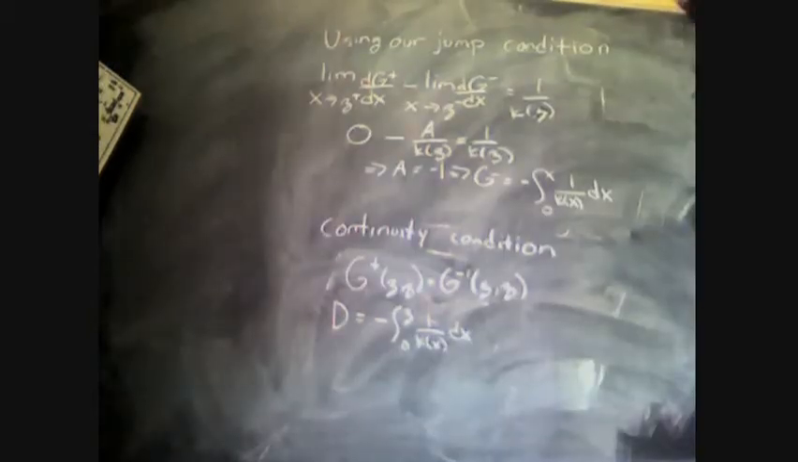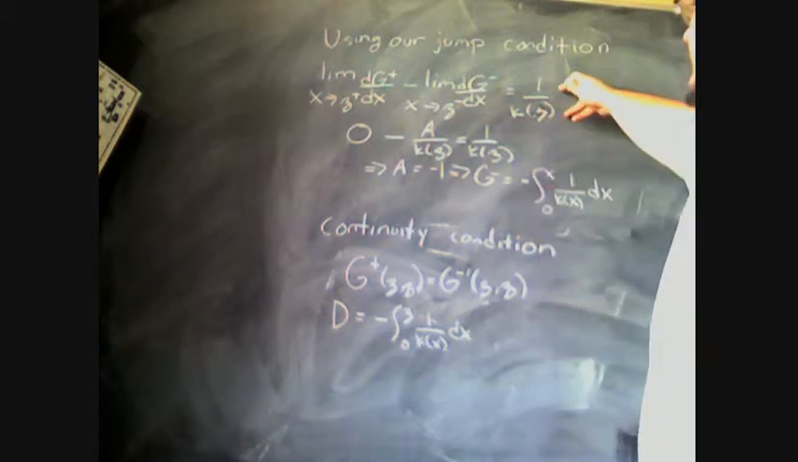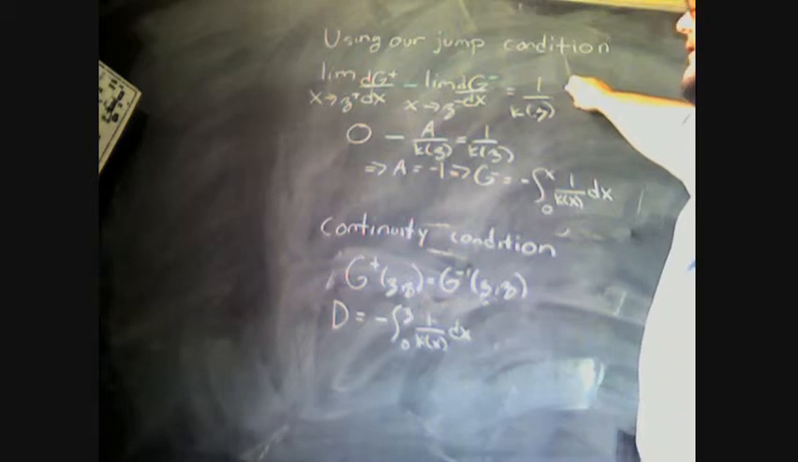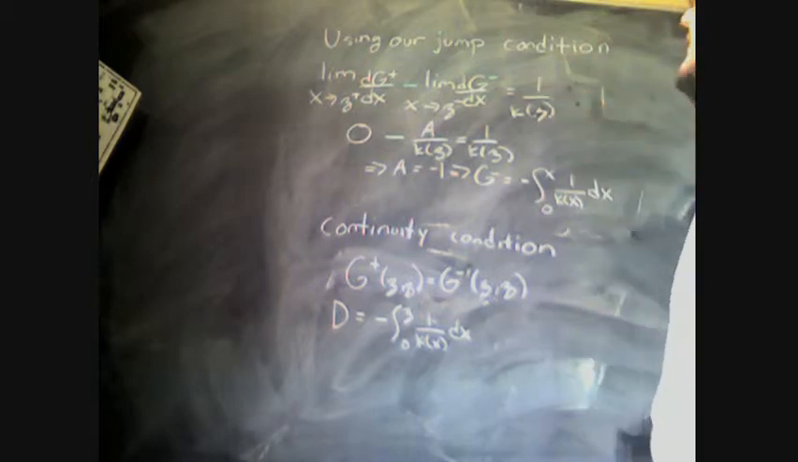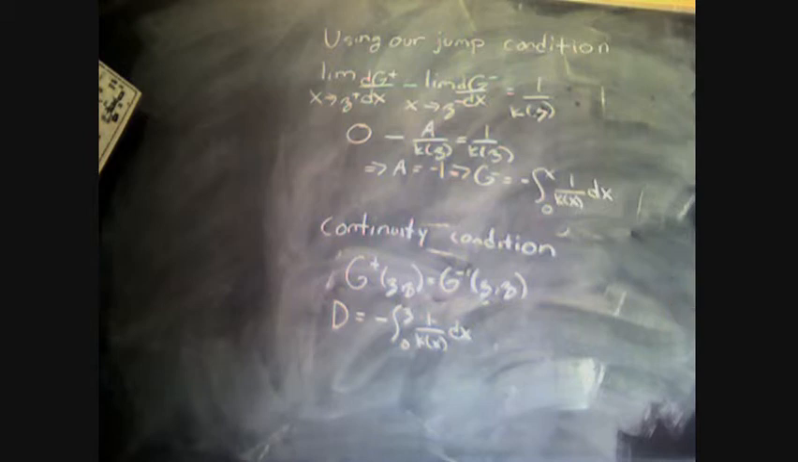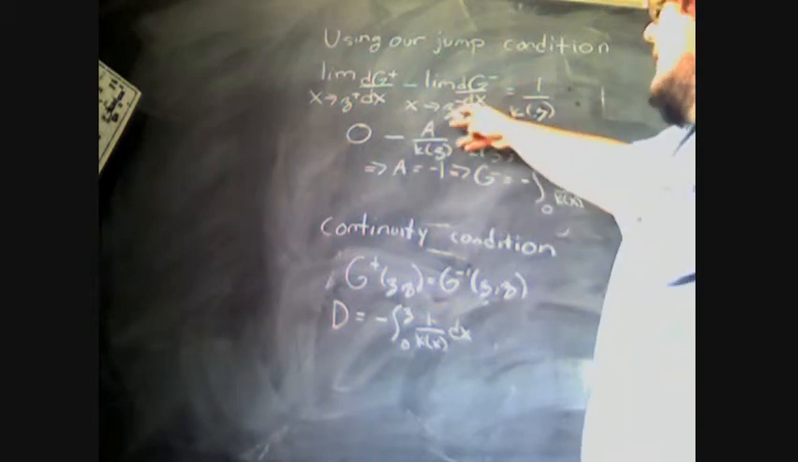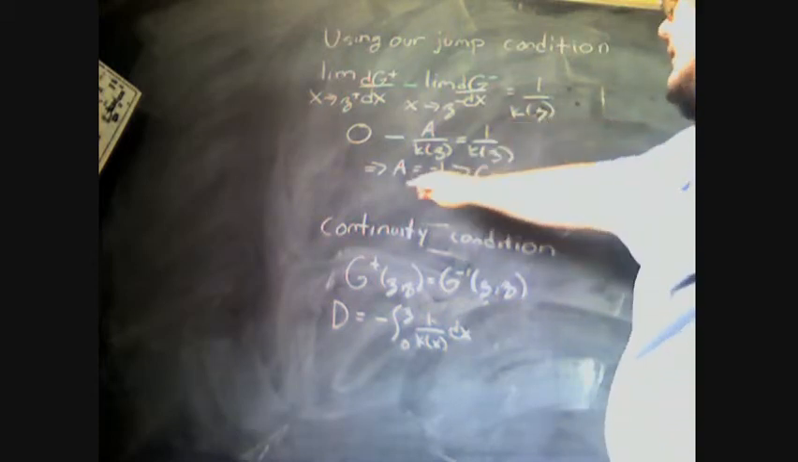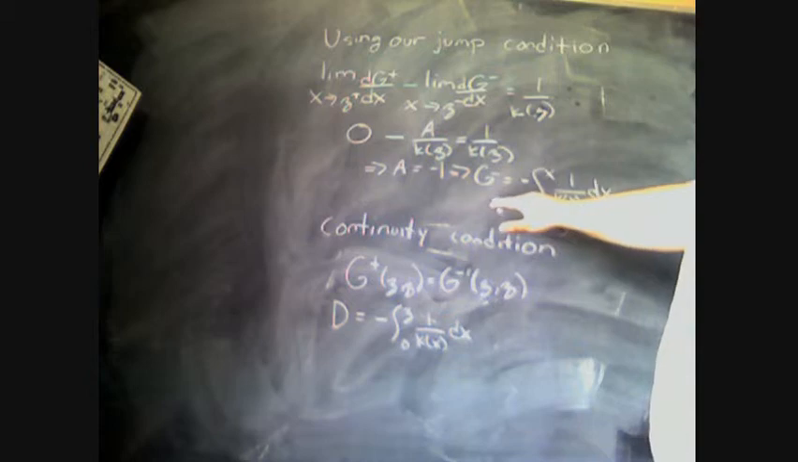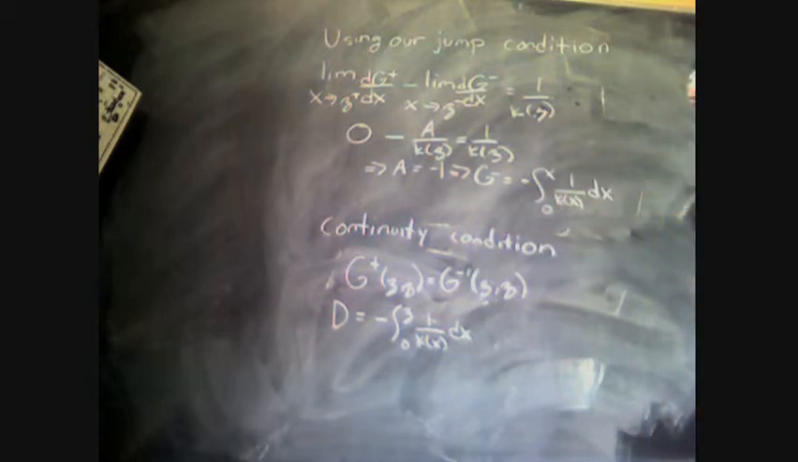Okay, we're getting close to being done here. We had our two other conditions besides our boundary conditions, which I mentioned were the jump and the continuity conditions. Using our jump condition, we had the difference of our slopes, and we said that was 1 over k of z because of the Sturm-Liouville condition. Since g plus was a constant, its derivative is just 0, and for g minus we just have a over k of z. So from this we see that a has to be negative 1, so this becomes our function for g minus: a negative integral from 0 to x of 1 over k of x dx.